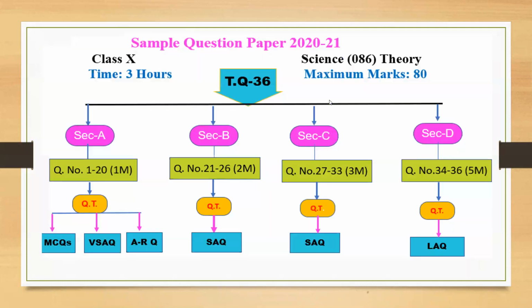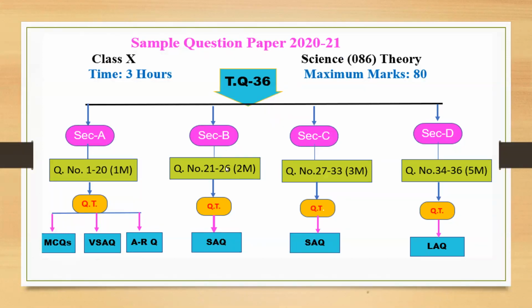Now we will move to questions and answers. Before that, just look at the sample paper pattern, meaning how your board exam is going to be. Total 36 questions will be divided into 4 sections. Under section A, all are 1 mark questions, questions 1 to 20, MCQs. Under this, MCQs, very short answers, assertion-reasoning questions and case study questions.